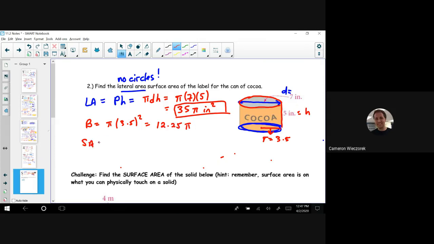So my total surface area would be lateral area, and I have 2 circles, so 2b, or not 2b. Okay, that was a bad joke.